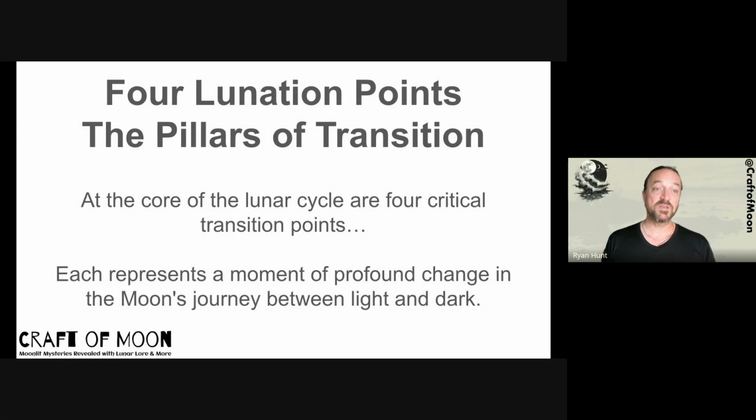So today I'm going to be talking about the 4 lunation points. These are the pillars of transition in the lunation cycle. At the core of the lunar cycle are these 4 critical transition points, and they're going to be very familiar to most of you. Each of them represents a moment of change in the moon's journey between light and dark.